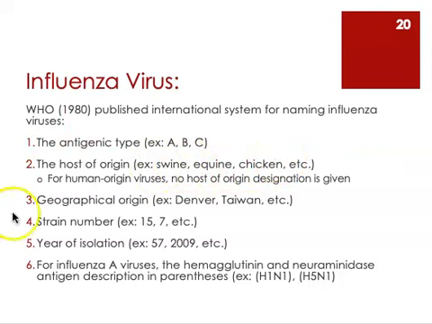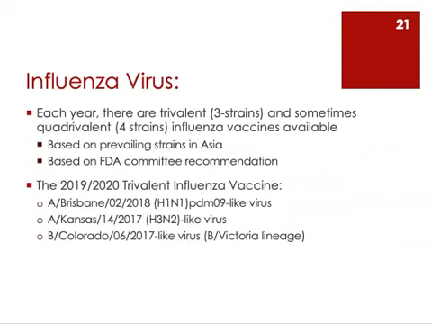The third part of the name is the geographic region where it was first emerging. The fourth part of the name is a number given to the variant or the strain, the specific mutation, in other words. The fifth part of the name is the year that it was first isolated. And then finally, again, for influenza A viruses, we give it an H and an N number. Very, very complex naming system.